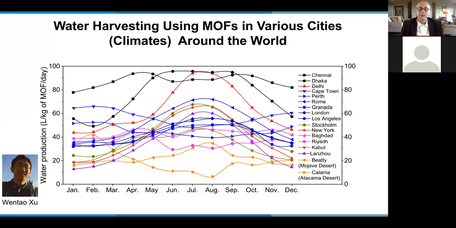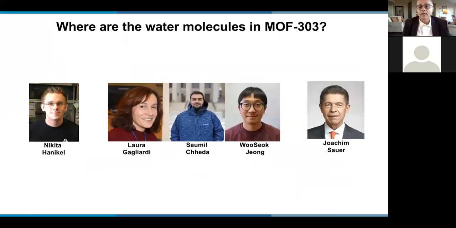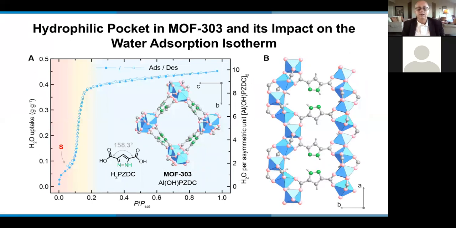Okay, so like I said, if you could trap water from air and release it under energy efficient conditions, now the vision of trapping water anywhere in the world, humid or arid regions, is possible at any time of the year. And so again, we wanted to dig deep into where the water molecules are going in the MOF CO3. And there we work closely with the theoreticians like Laura Gagliardi and her group and Joachim Sauer.